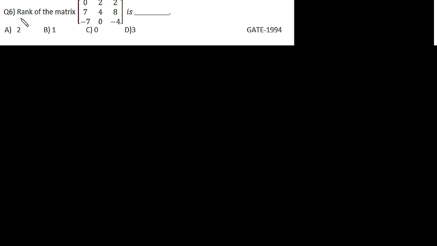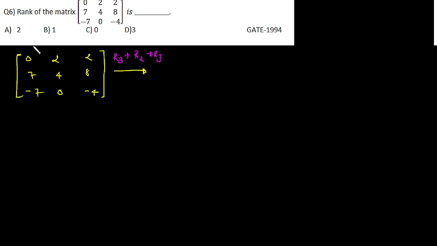Okay, let's solve question 6. Question 6 says the rank of the matrix. Okay, we have to find the rank of this matrix. So simply we have to reduce it by some row operations. What we are doing is R3 plus R2 will be new R3. So the first row will remain as it is, the second also remains as it is, and the third will be here 0, here 4, here plus 4.